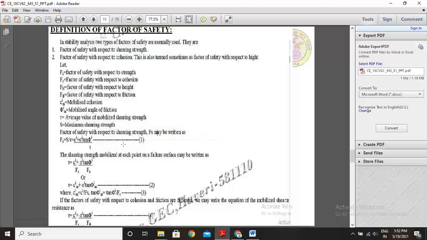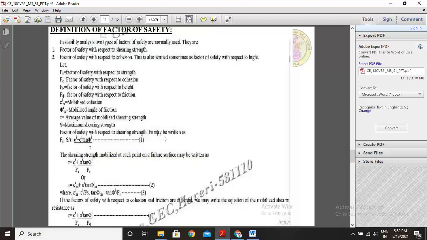Then the factor of safety with respect to shearing strength may be written as Fs equal to S by tau. Here S means c plus sigma tan phi, based on the Mohr-Coulomb concept. That is, c dash plus sigma dash tan phi dash, divided by tau.